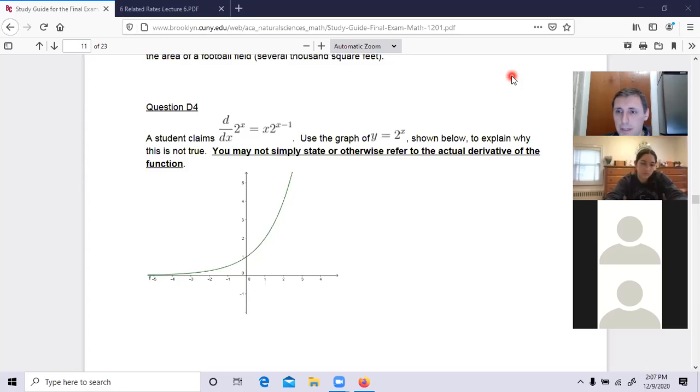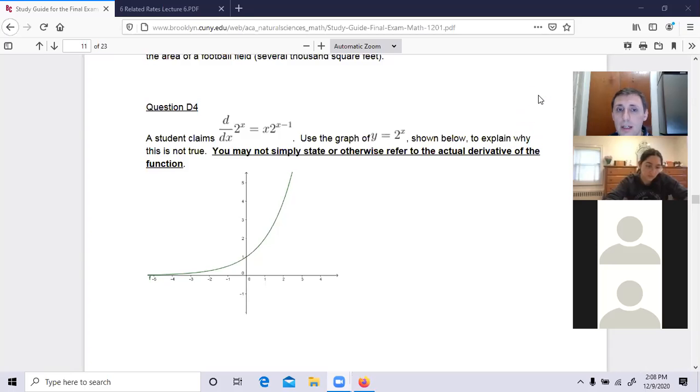Guys, remember, very simple. What is the derivative? So this curve is the graph of 2 to the power of x, right? You see, what the question is asking, suppose you look at this graph is y equal to 2^x. If this is indeed the graph, could it be possible that the derivative of 2^x is x times 2^(x-1)? Explain why.